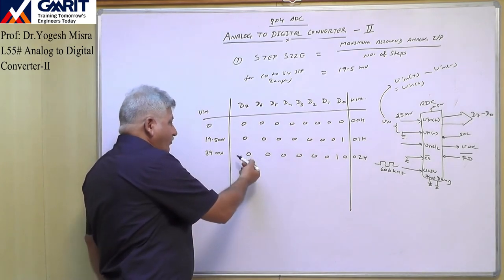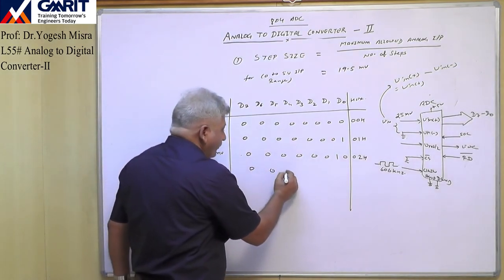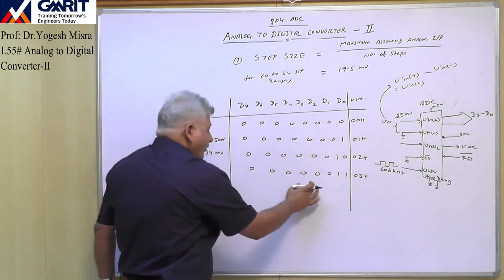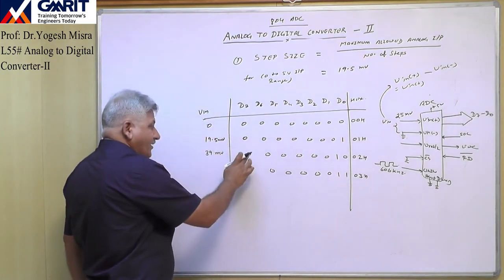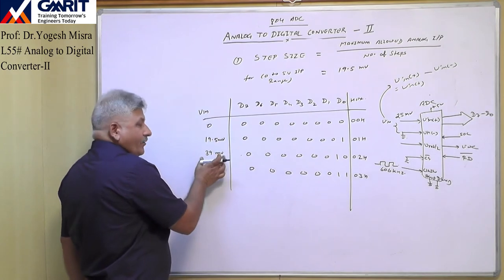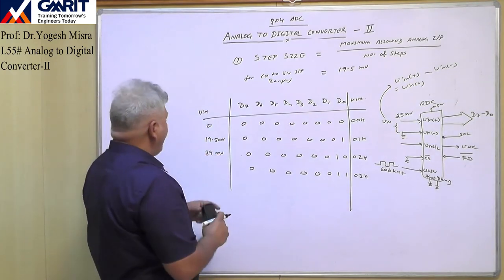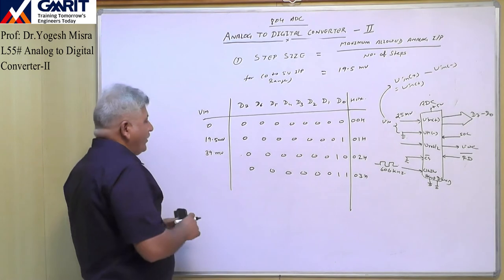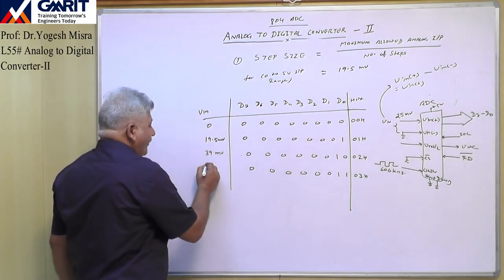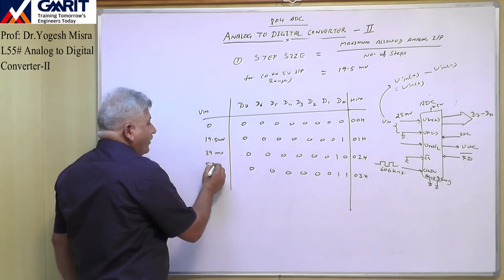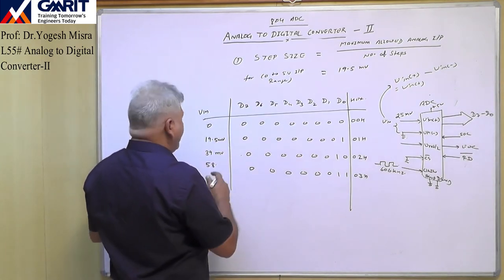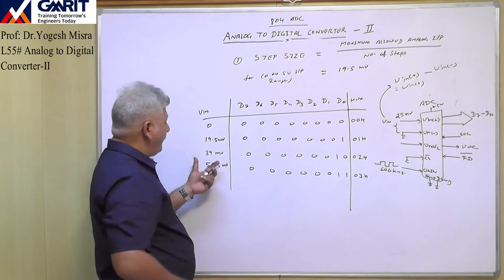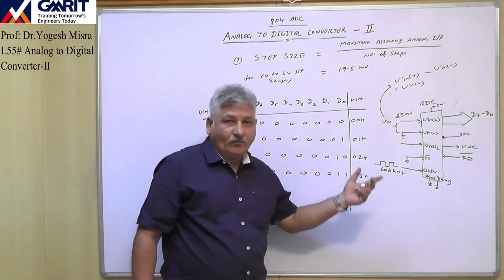And from this state to the next state will be 0, 0, 0, 0, 0, 0, 1, 1, meaning 03H. For this state, to change the state from this to this, what should be the Vin? Now Vin should be added in this 19.5 step size, you add in this step size. So this will be 58.5. So if we apply 58.5 millivolt, then we will get this output.